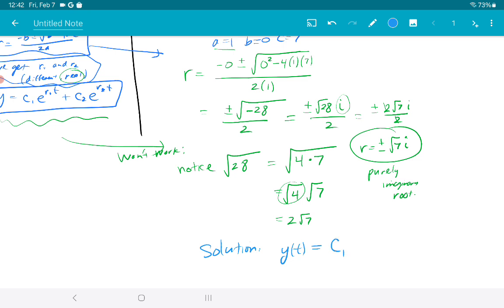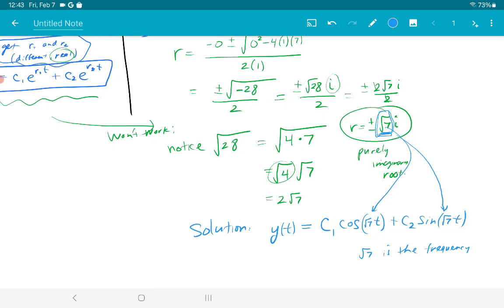Okay, y of t would be c1 times our first type of function. Our first type of function is a cosine of this number here, square root of 7. So c1 cosine of square root of 7 times t plus c2 sine of square root of 7 times t. Notice in here, there's no i. I just used the square root of 7 to go here and here. That's actually the frequency. Square root of 7 is the frequency in those sine and cosine functions.